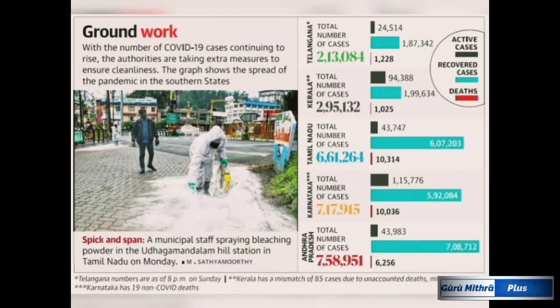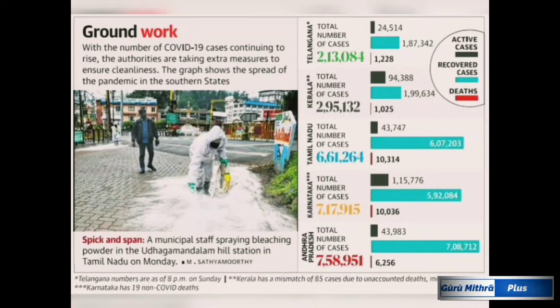Here you can see a newspaper cutting about the measures taken to ensure cleanliness during the COVID pandemic. Observe the image carefully. Let's read the caption. Spick and span. A municipal staff spraying bleaching powder in the Udagamandalam hill station in Tamil Nadu on Monday.